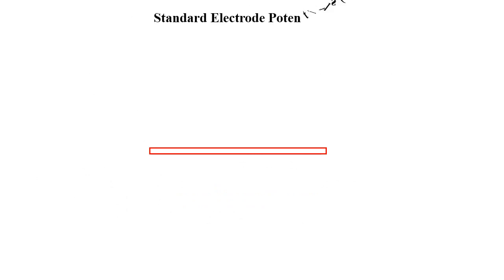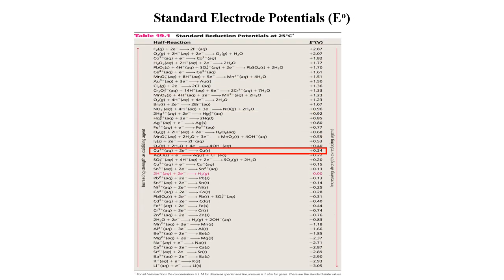Okay, this is the standard electrode potential list. We are going to check the standard electrode potential for copper. You have to be careful because we are checking for copper 2 plus ion reduced to copper solid. So it's over here. The standard reduction potential for copper 2 plus ion reduced to copper is positive 0.34.